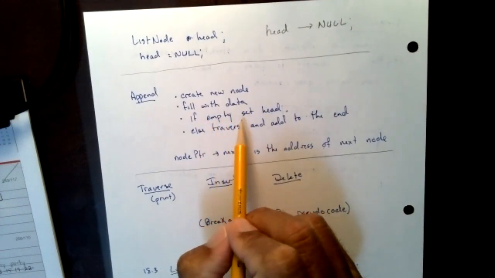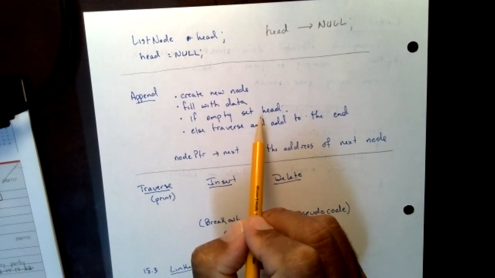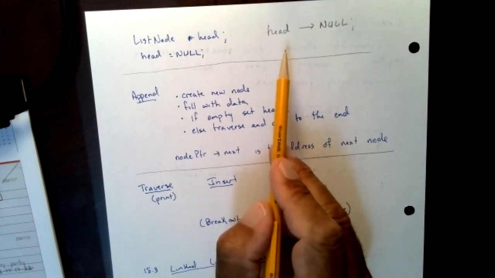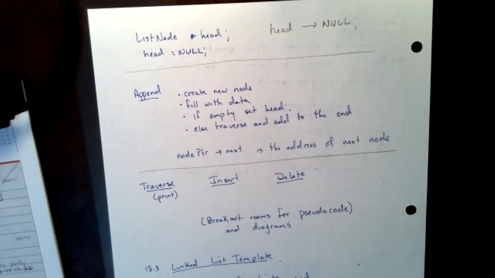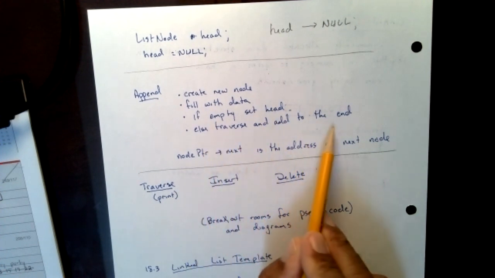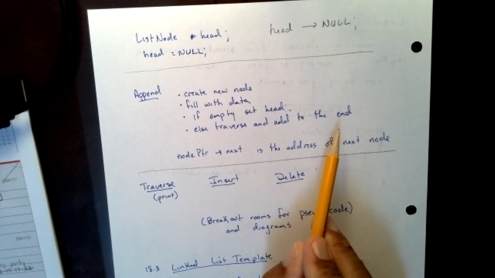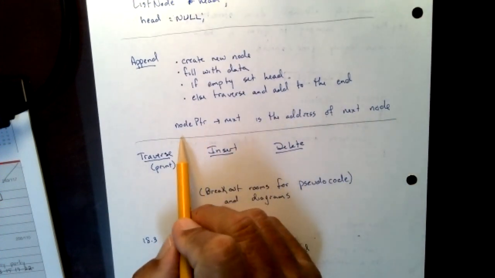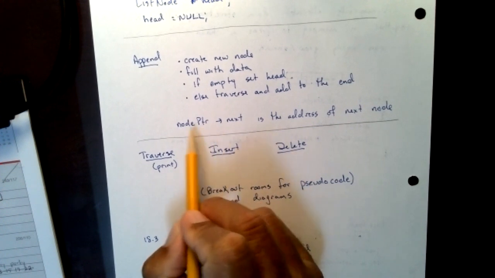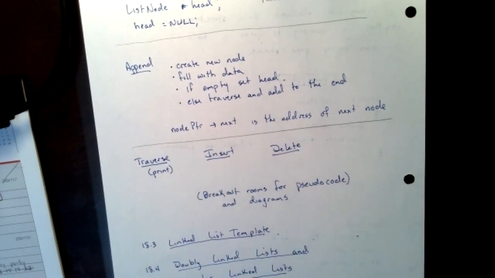Then I'm going to say, if my linked list is empty, which means head points to null, then I'm going to have head point to that new node. Otherwise, I'm going to go through that entire linked list until I find null, and then I'm going to insert it. So how are we doing this? Well, we're going to do something like this arrow, node pointer's next. So I'm going to be doing things like if node pointer's next equals null, that kind of idea. All right, so let's see what I have.